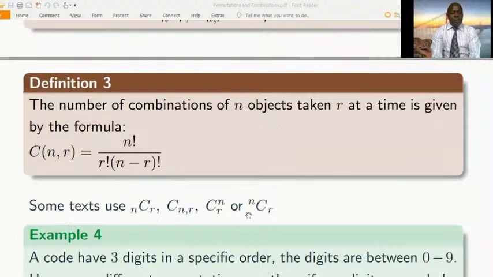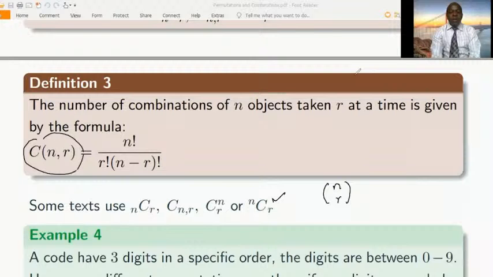Now, some books will denote combination this way. Either this. In this video, I've denoted using this symbol, and then I've also denoted using this last symbol. In fact, some books will also denote it this way. Once you are reading a book, get to know what symbols they're using, and then you begin understanding, because you already have the definitions and the formulas from here.